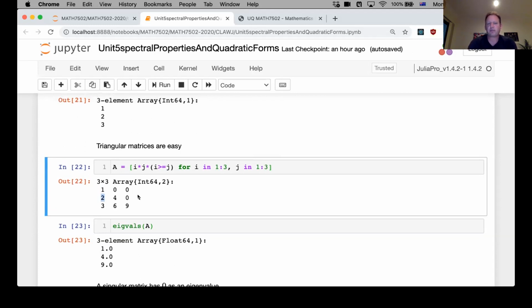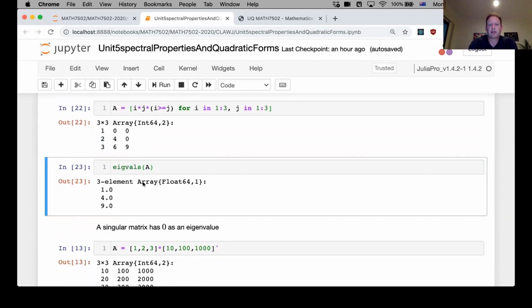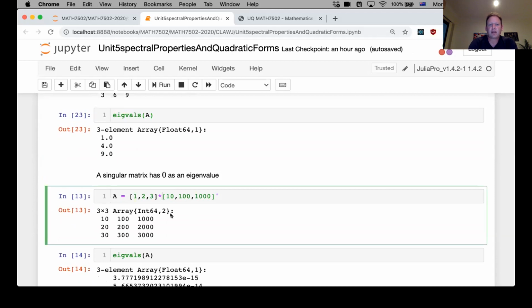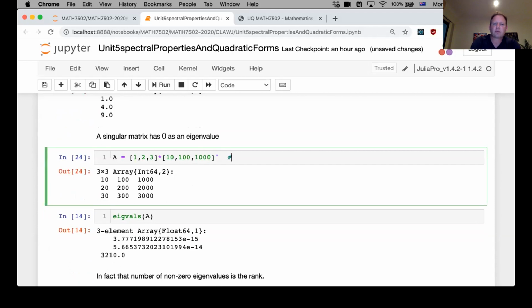I don't think we ever proved this property of determinants, but the determinant of a triangular matrix is the product of the elements of the diagonal. Now let's create this matrix, A. This matrix is an outer product of the column vector 1, 2, 3 times a row vector. You could treat it as a matrix product between a column and a row. So this is obviously a rank 1 matrix.